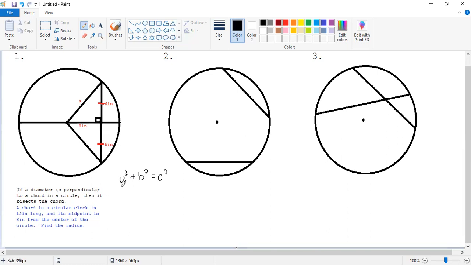Okay, so here we have that 8 squared plus 6 squared equals c squared. 64 plus 36 equals c squared. 100 equals c squared. So what we do is we square root. So 10 equals c, right? So that means that the radius here is 10 inches.